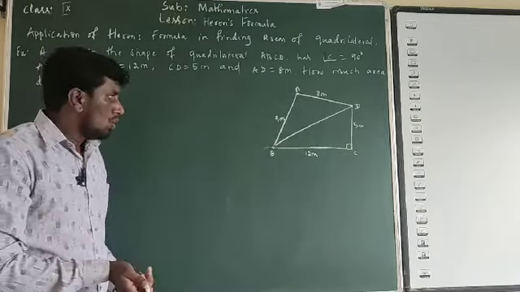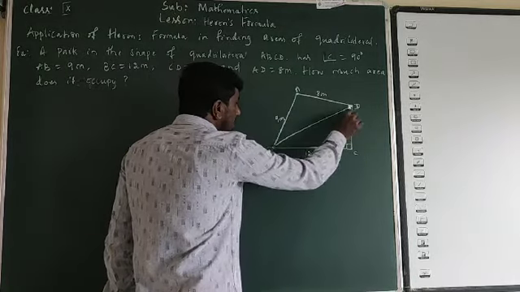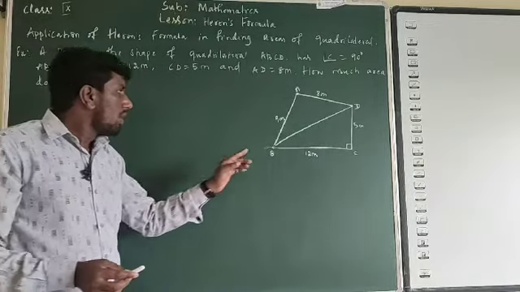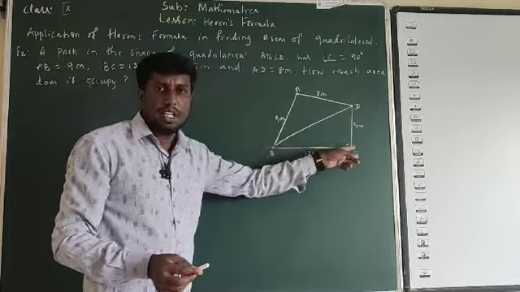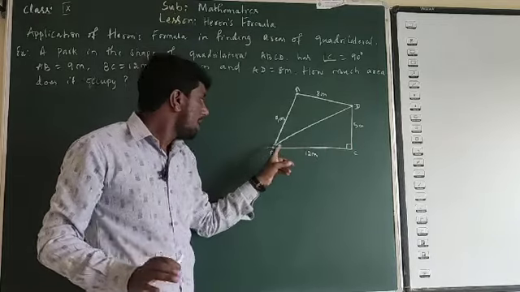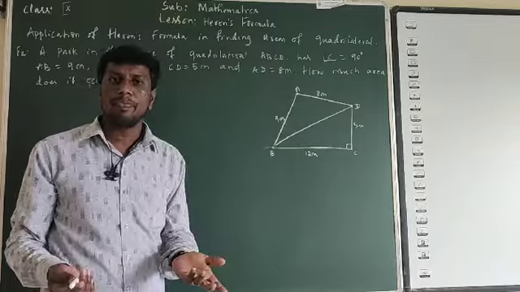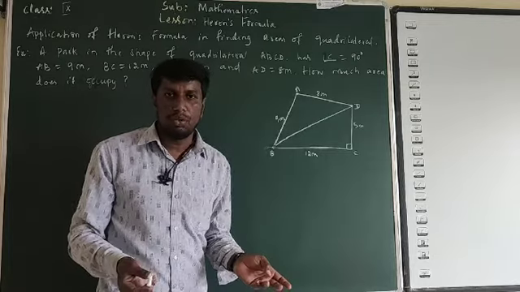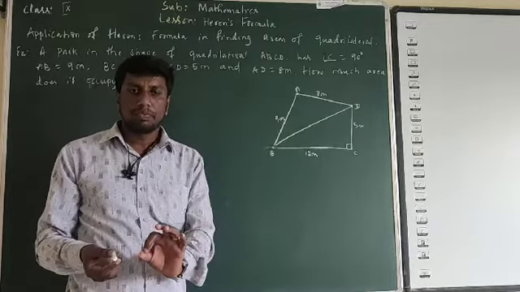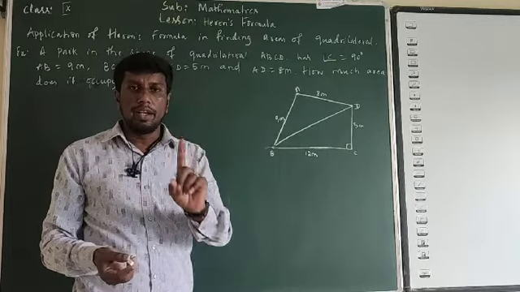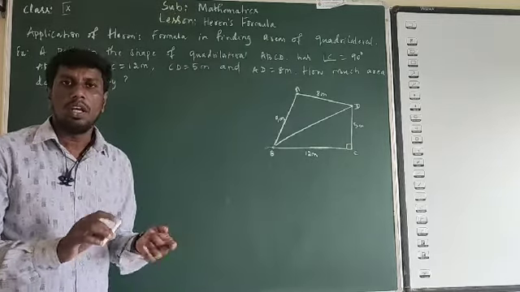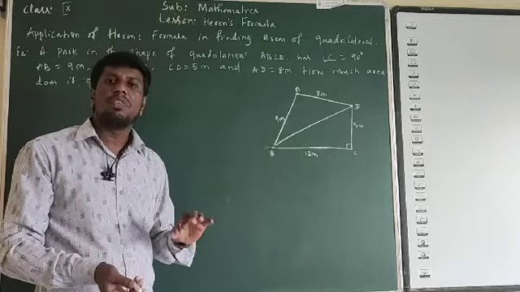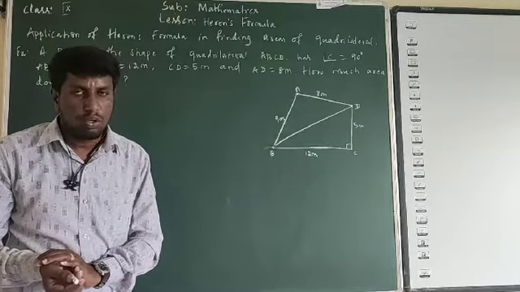Very simple. So look at this right angle triangle BCD. Do I need to find out the area of triangle BCD by using Heron's formula? No, not necessary, because BCD is a right angle triangle. If it is a right angle triangle, the basic formula is enough. What is that? Half into base into height. No need to use Heron's formula. That is enough, right?